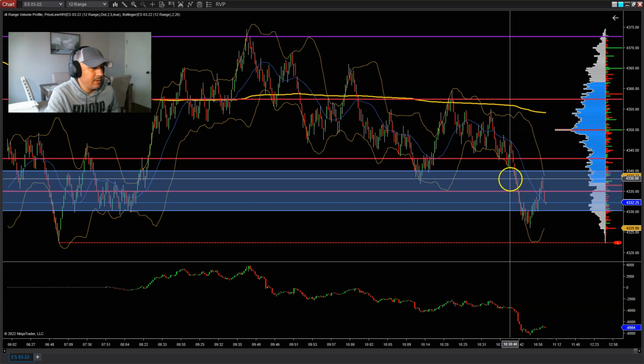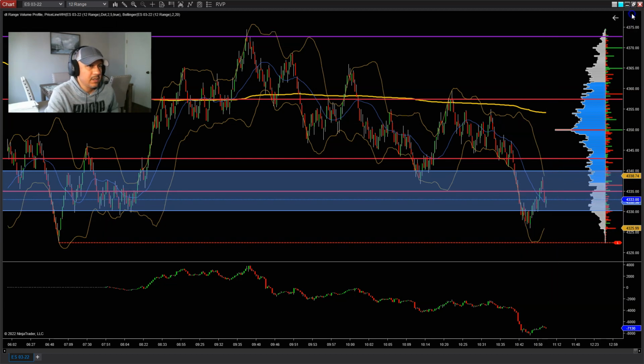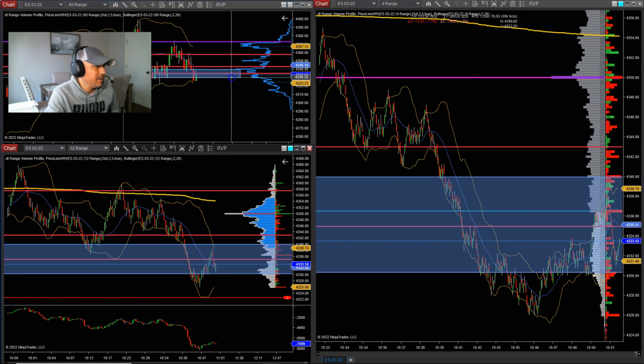So what are we getting here? Pullback, right? Let's see what happens. So price broke out of this zone here. Do we take out that high? I mean that low, I'm sorry.